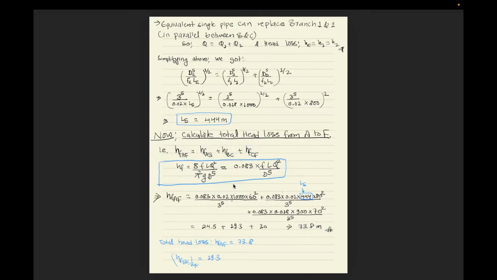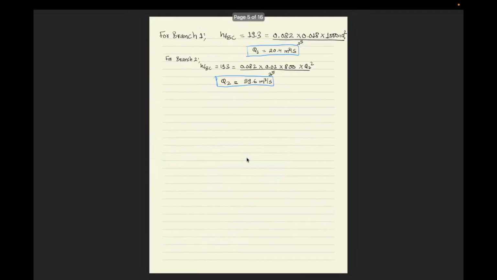So since we know HAF is equal to 73.8, HBC is equal to 19.3, and we know head loss for the equivalent pipe is equal to head loss for branch 1 and branch 2. They are all equal. Now let us solve for head loss for H1 and H2, so that will give us the flow rate. Since we have head loss for HBC, let us talk about branch 1 first.